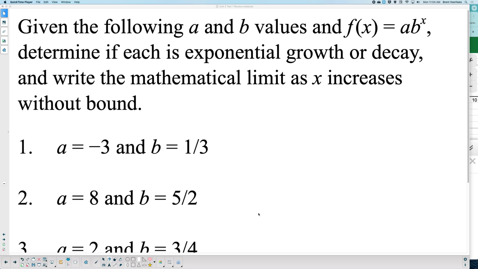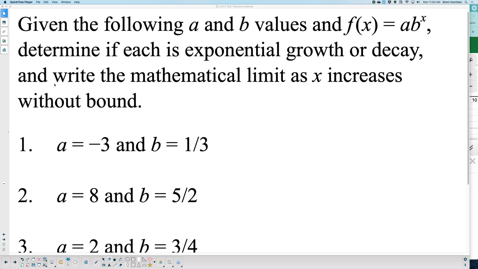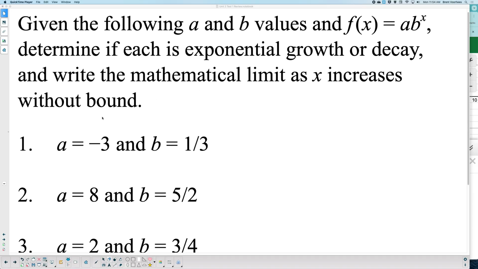This deals with lesson 2-3. On 2-3, we learned about exponential functions, specifically growth and decay and properties like that. So it says, given the values a and b, determine if each is exponential growth or decay, and write a mathematical limit as x increases without bounds. So there's two things we have to do.